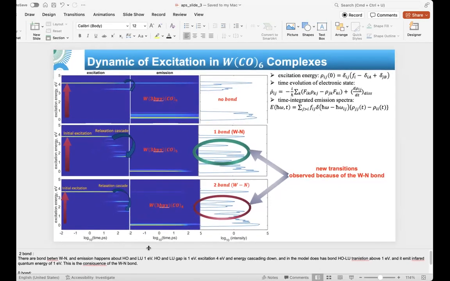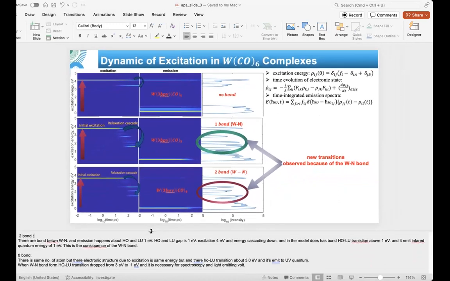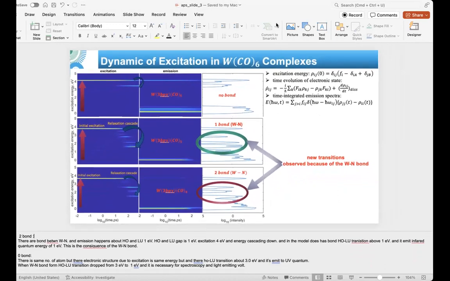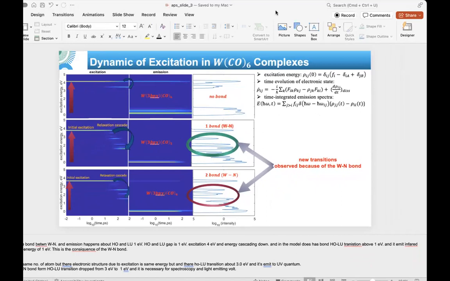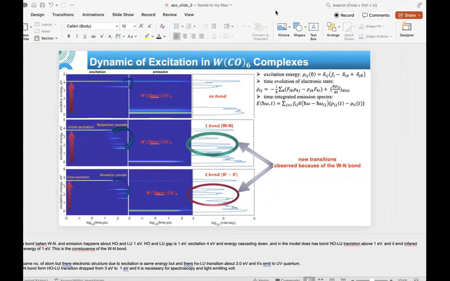So here, I just wrote these things because sometimes I forget. But in the main slide, when I present this one, I will remove that kind of stuff.